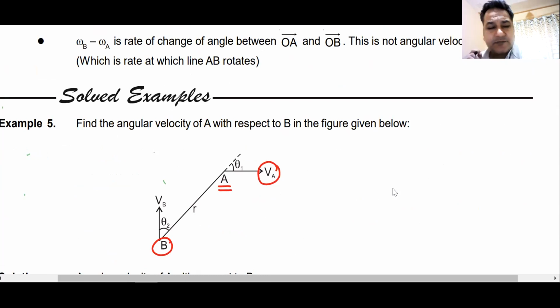Can anyone find me this? Can anyone find me the relative angular velocity of A with respect to B? Can anyone tell me what is happening here?